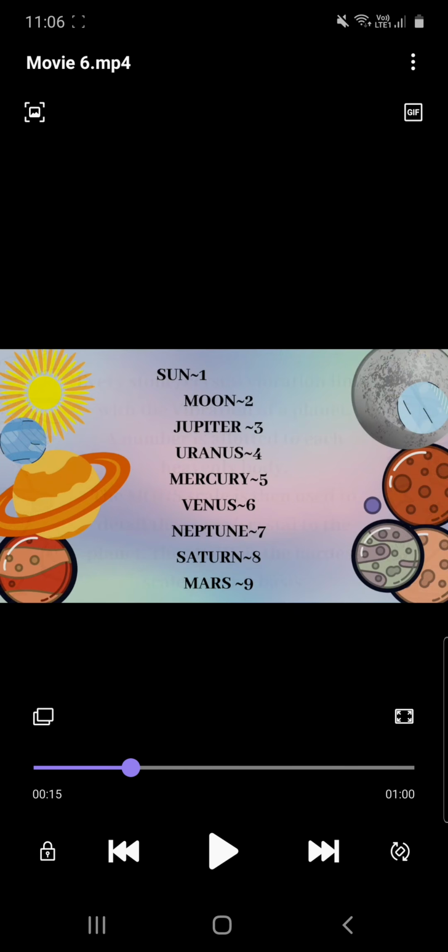So we look at the sun. It's 1, moon 2, Jupiter 3, Uranus 4, Mercury 5, Venus 6, Neptune 7, Saturn 8, and Mars 9.